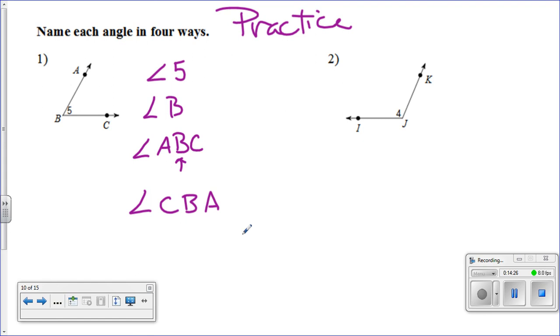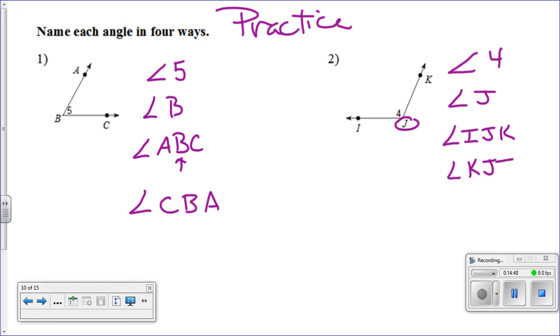Let's try this again. Question number 2. So you could say, whoops, made a little mistake here. You could say angle 4. You could say angle J, keeping in mind that it has to be the letter in the middle. Or you could say angle IJK. Or you could say angle KJI. Any of those would work, but keeping in mind that the J has to be in the middle.